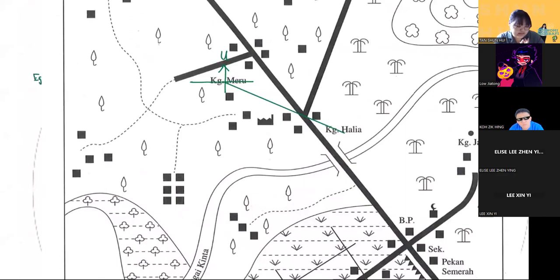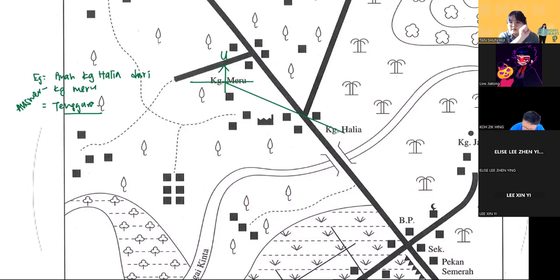This is just one example only. So I'm going to write it at the side just in case you forgot. Yes, great. Tenggara, correct. Now what was my question again? Sorry. Oh, Arah Kampung Halia dari Kampung Meru. So my answer is Tenggara. This is also one of the examples of how questions are asked. This is the third example already. Can you understand the three types of question asking?